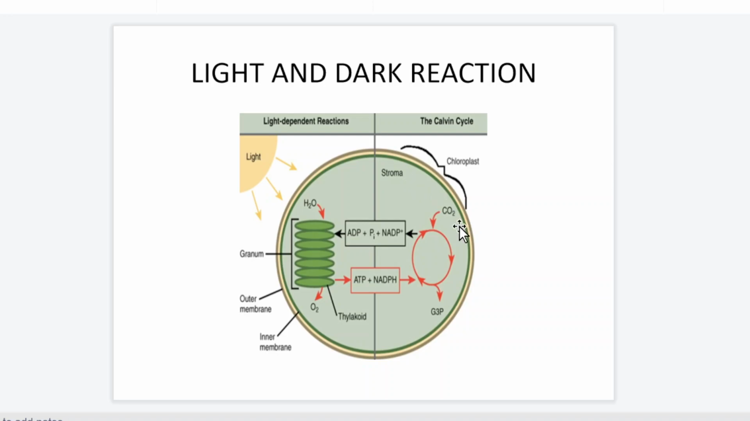In the stroma, the Calvin cycle takes place, which does not require light, but it requires ATP and NADPH that are produced in light reaction. In the Calvin cycle, carbon dioxide molecules go through a series of reactions with the help of various enzymes and are converted into G3P, which ultimately gives the glucose molecule. So you can see the relation between light and dark reaction.